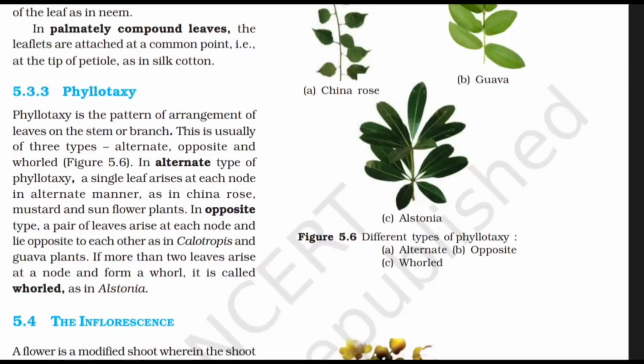5.3.3 Phyllotaxy. Phyllotaxy is the pattern of arrangement of leaves on the stem or branch. This is usually of three types: alternate, opposite, and whorled. In the alternate type of phyllotaxy, a single leaf arises at each node in an alternate manner, as in China rose, mustard, and sunflower plants. In the opposite type, a pair of leaves arises at each node and lies opposite to each other, as in Calotropis and guava plants. If more than two leaves arise at a node and form a whorl, it is called whorled, as in Alstonia.